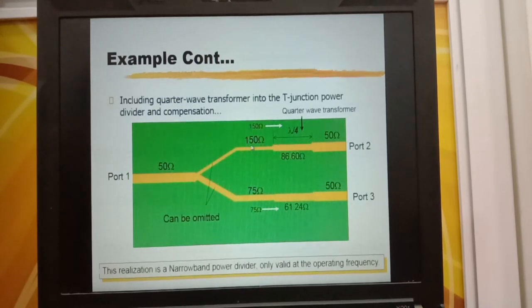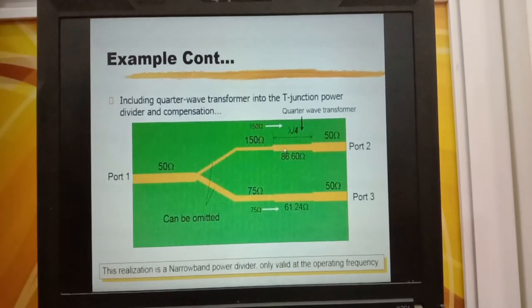The 150 ohm line and 75 ohm line can be of any length, including zero. What it means is that these two lines can be omitted, or the length can be reduced to zero. So we will have a 50 ohm transmission line connected directly to these two quarter wave transformers that will transform 150 ohm to 50 ohm and 75 ohm to 50 ohm respectively.